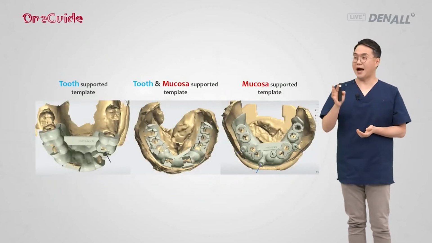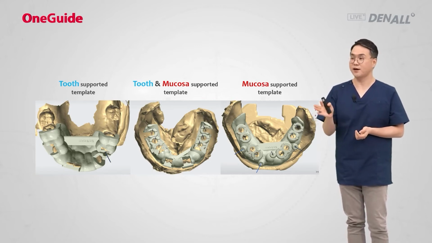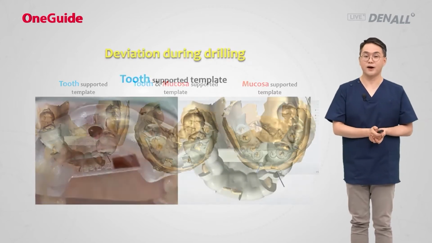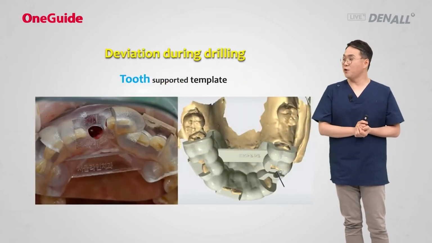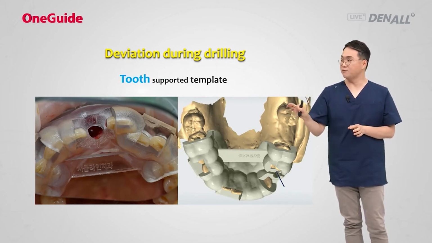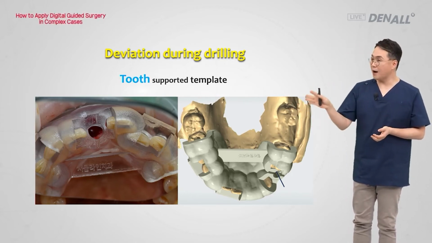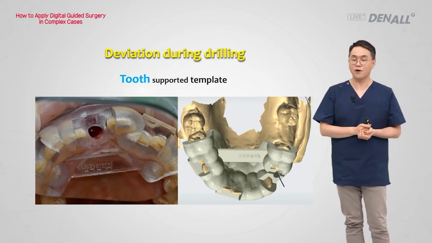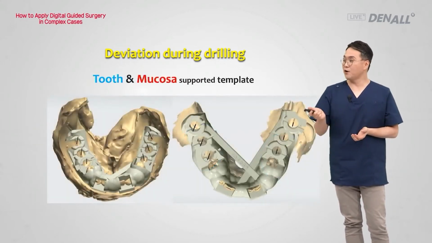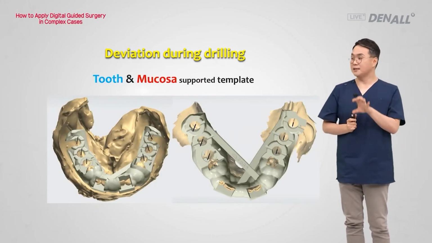As I said before, depending on how the guide is supported, there are three types: tooth supported, tooth and mucosa supported, and mucosa supported. In the case of the tooth supported, the drilling can be made accurately on the mesial and distal side. Teeth exist, and the mucosa below can be opened because the guide is supported by teeth. But what about this? Tooth and mucosa supported template.